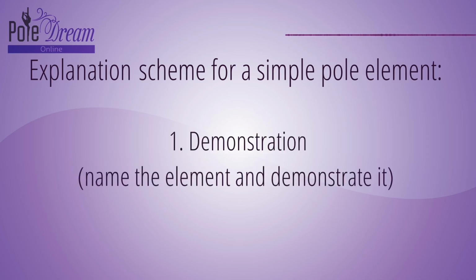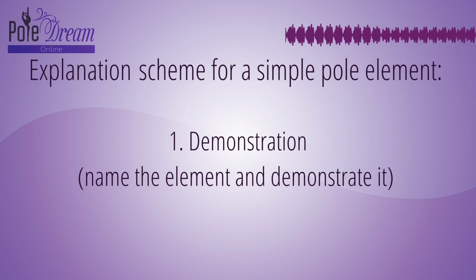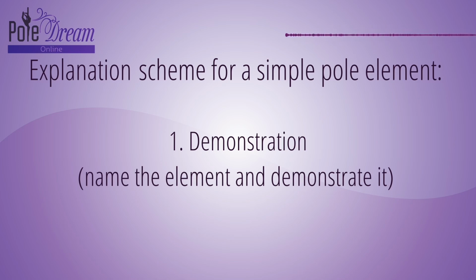So number one is demonstration. You name the element and demonstrate it. You can say, for example, now we will learn the chair spin. At first I will demonstrate it and then I'll explain it. It's important to name the element because students need to remember all the pole vocabulary, and normally the name of the element will help the students to understand a little bit about how the element will look, because the chair spin, for example, looks like you're sitting on a chair. And for the vocabulary, as I said already.